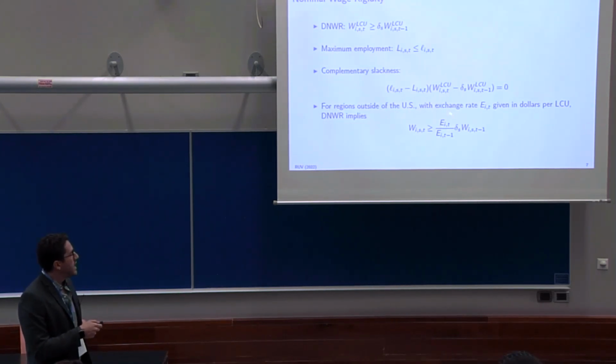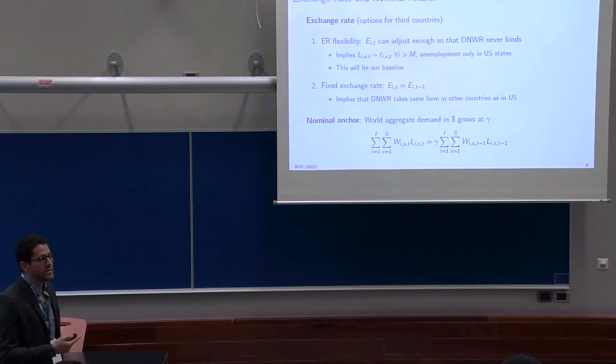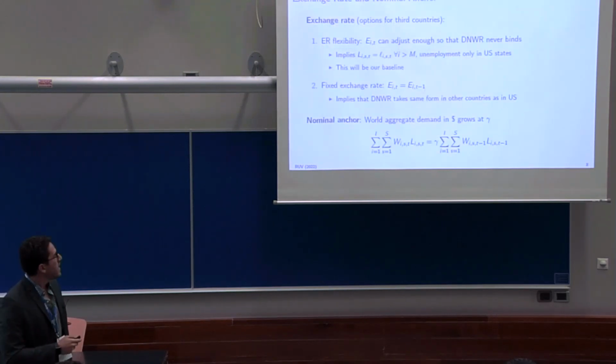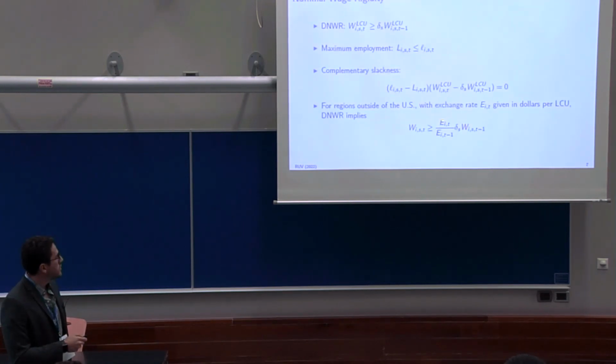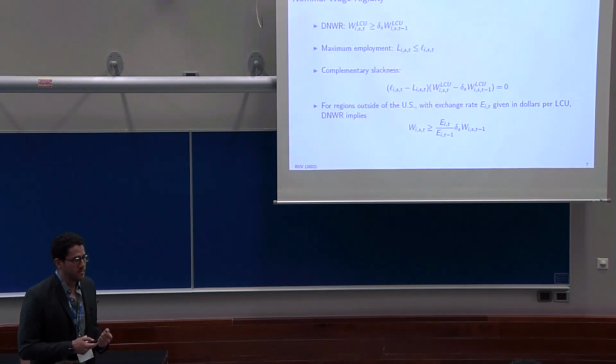We can write it this way, and then we have this ratio of the exchange rate across different times, and we can assume different things for this for the third countries that are neither the US nor China. In our baseline specification, we're going to assume that they have exchange rate flexibility so that they can manipulate this ratio in order to never have unemployment, so that this downward nominal wage rigidity is never going to bind. But in one of our extensions, we're going to assume that they have a fixed exchange rate to the US so that this ratio is equal to 1, and then the downward nominal wage rigidity takes the same form in other countries as it does in the US.